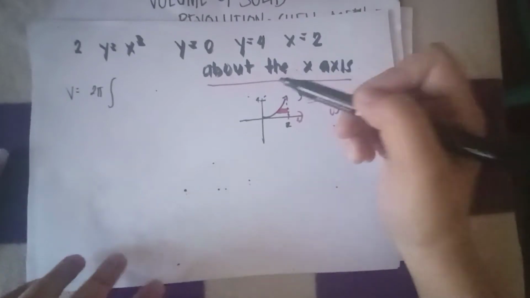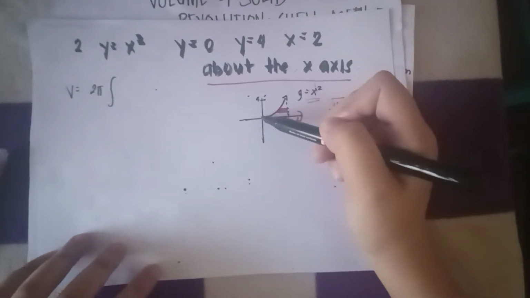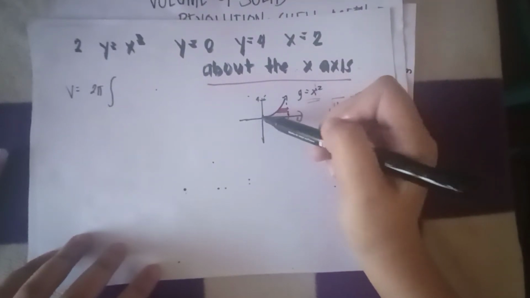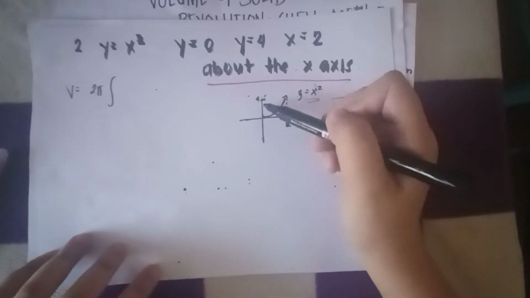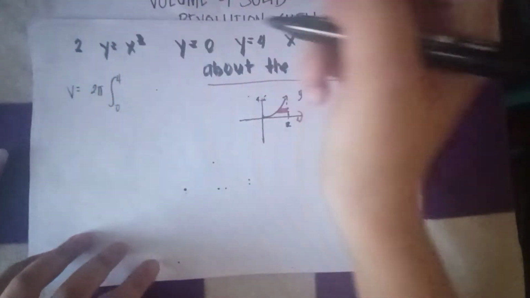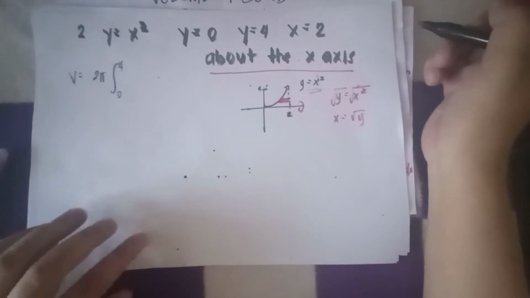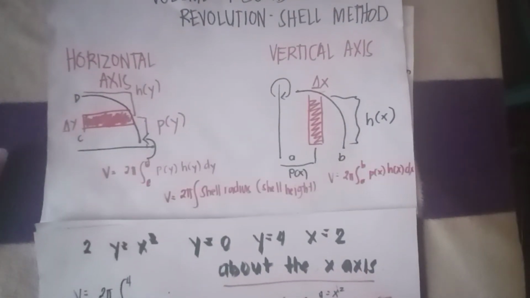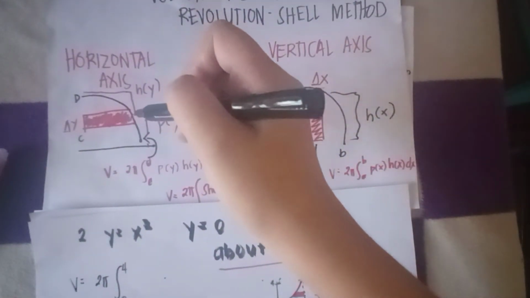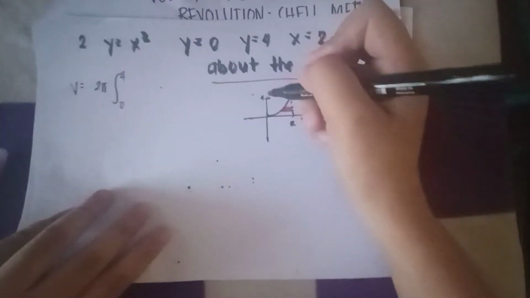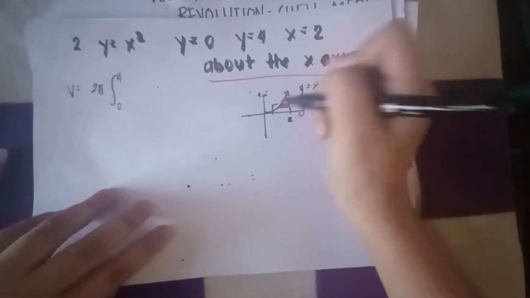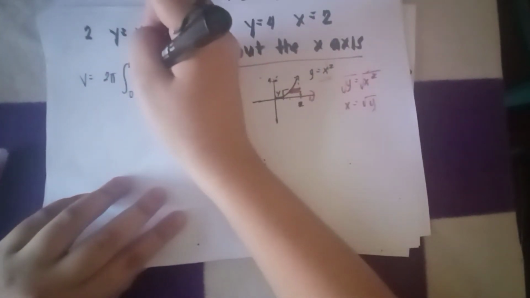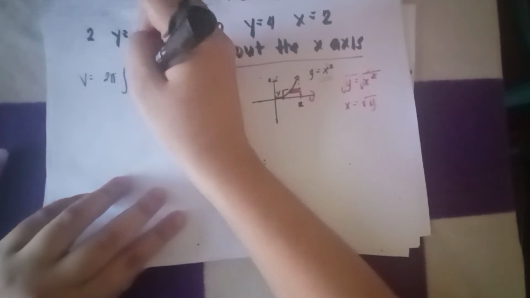nasa y. So, dahil meron tayong given na 4 dito, ibig sabihin nun, imbis sa 0 to 2, ang ating limits of integration is 0 to 4. And then, ang ating radius, di ba, radius times height. So, dito, nasa baba. From here hanggang dito, yan ay y. So, ibig sabihin po ang radius natin or ang ating p of y is simply y lang.